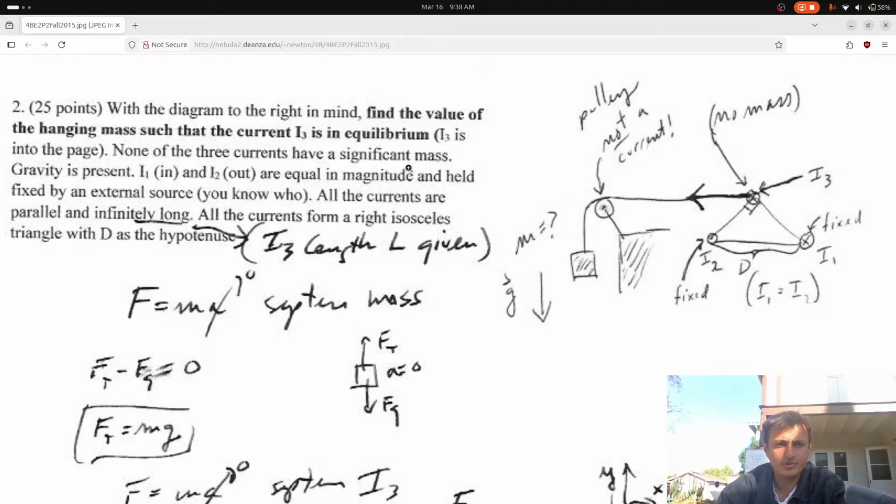All the currents are parallel and infinitely long, except I3's length is given L. All the currents form a right isosceles triangle with D as a hypotenuse. Okay, good. So this is going to be D over 2.